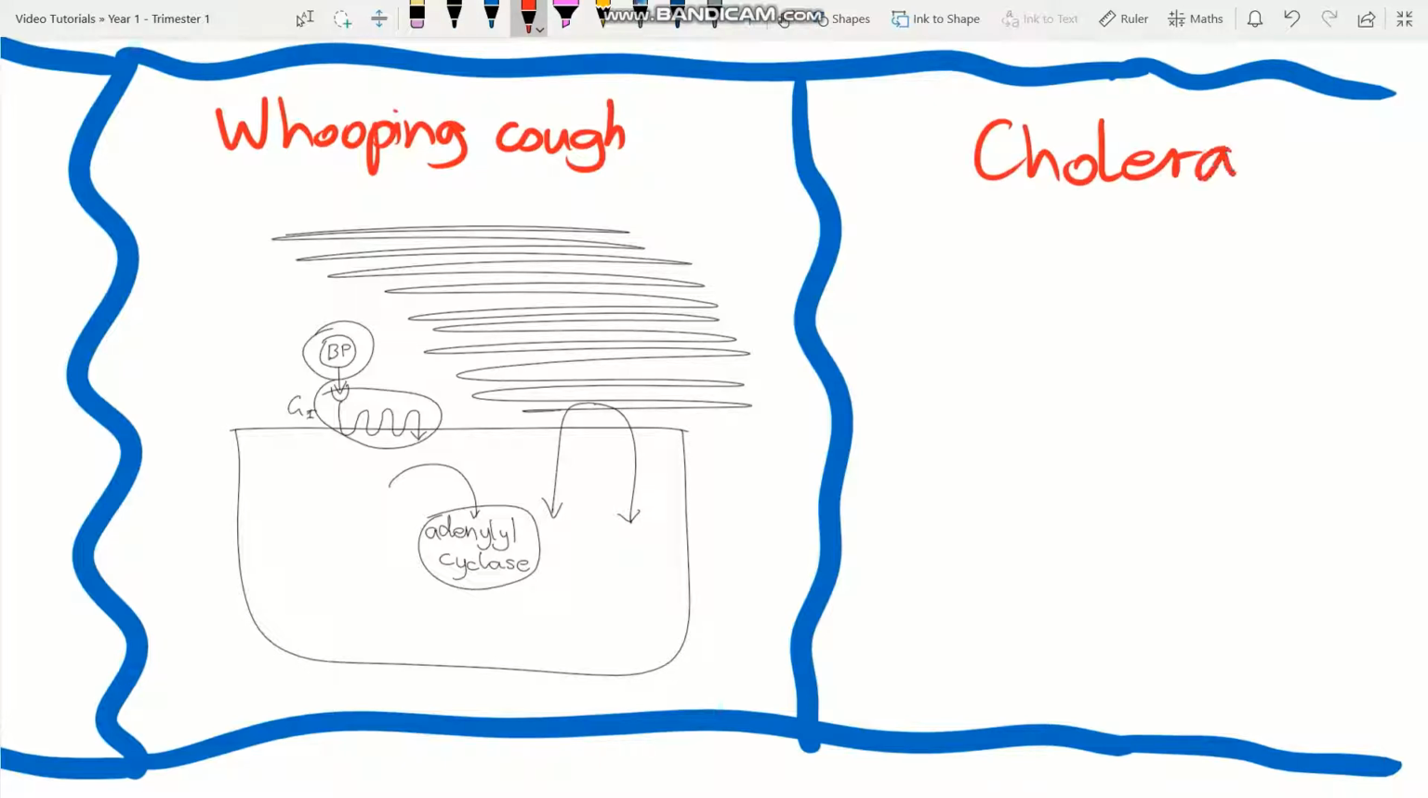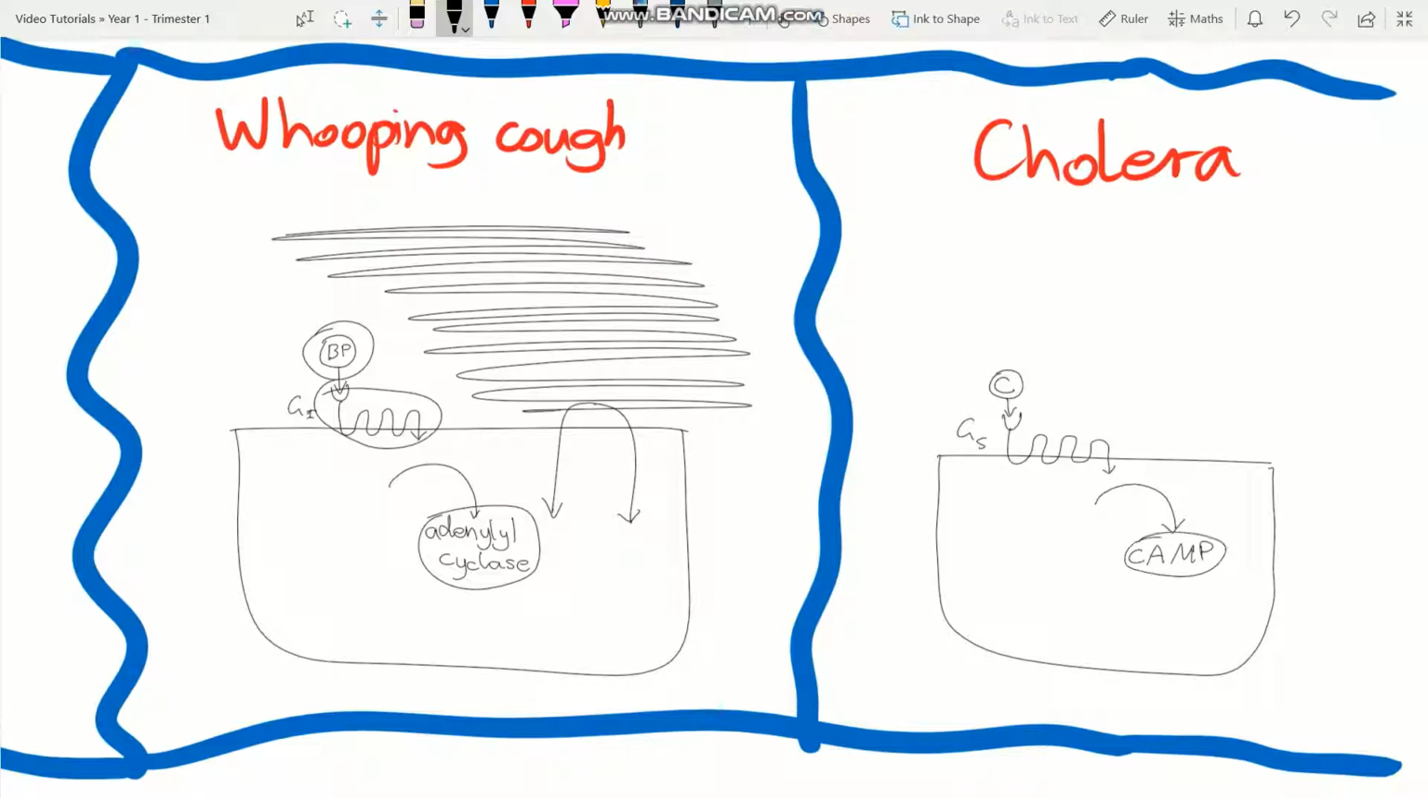Cholera, on the other hand, happens in the digestive tract and involves a similar mechanism, but instead of the inhibiting G protein coupled receptor, it involves the stimulating one. So, in this case, the cholera bacteria acts as a chemical messenger, binds to the stimulating G protein receptor, and it essentially allows for the buildup of a molecule called cyclic AMP within the cell. This molecule is called cyclic adenosine monophosphate.